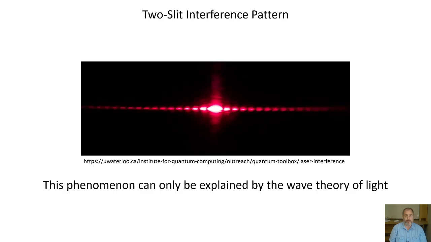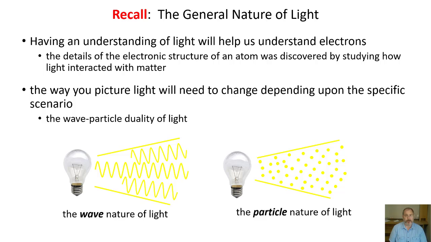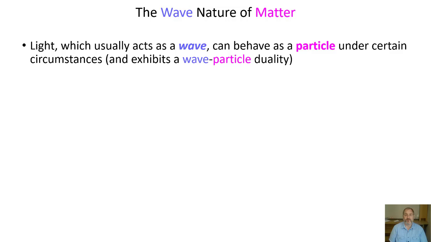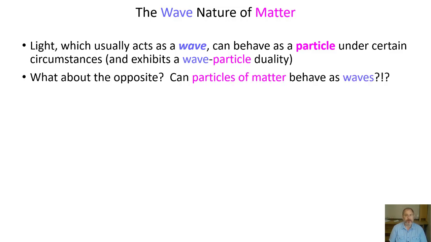Now, this pattern can only be explained by a wave theory of light. But you might recall from another previous video that light has a wave-particle duality, meaning that sometimes you can think of light as being made up of a series of waves, and other times you can think of light as being made up of a series of particles, or photons. So, if light, which usually acts as a wave, can behave as a particle under certain circumstances, the question might come up, what about the opposite? Can particles of matter behave as waves?